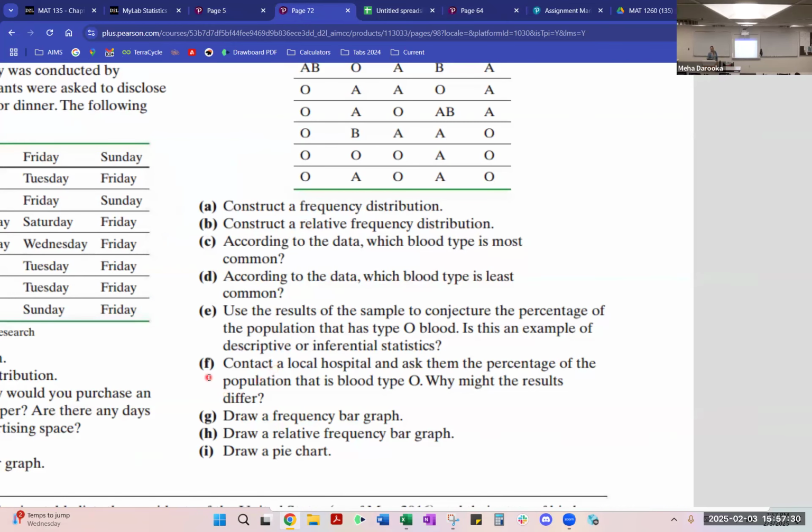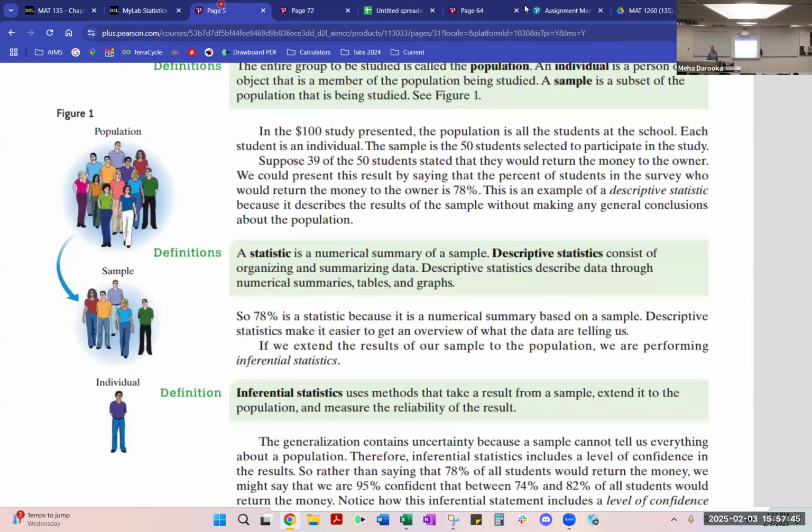All right, then let's see, they're saying part F, contact the local hospital and ask them the percentage of the population that is blood type O, why the results might differ. Okay, obviously that's not gonna happen today. All right, the last part is a pie chart.